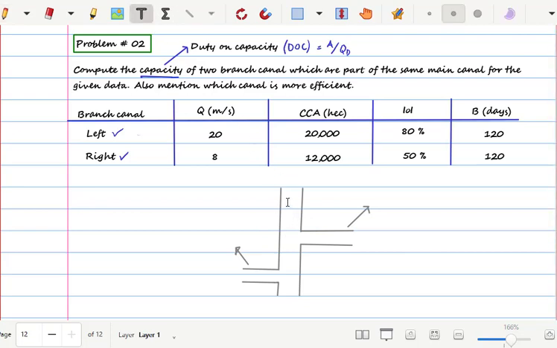So what is this? This is the main canal, and there are two more branches of this main canal. This is the left side branch canal, and this is the right side branch canal. Got it.